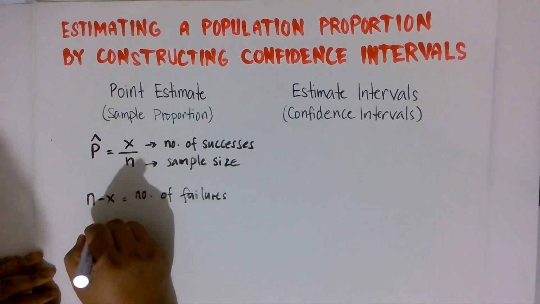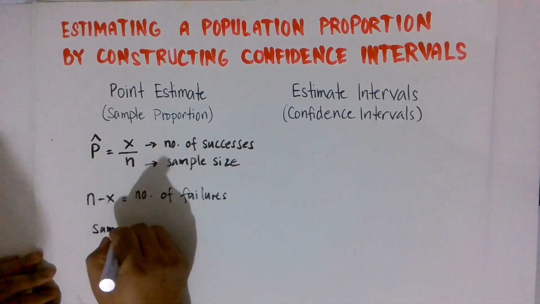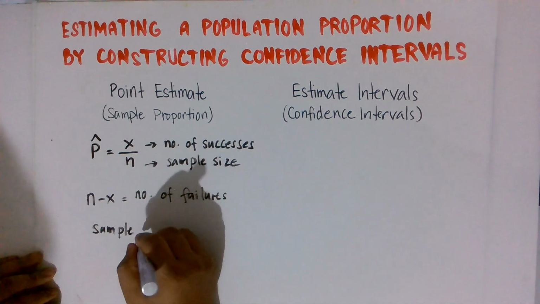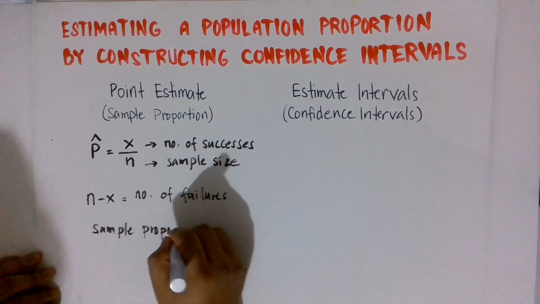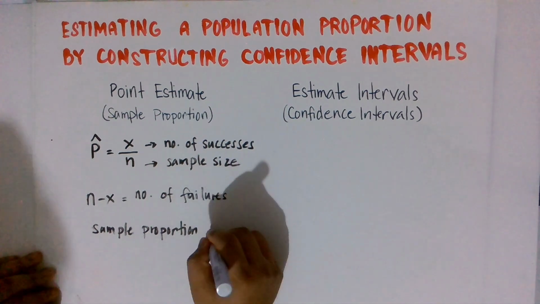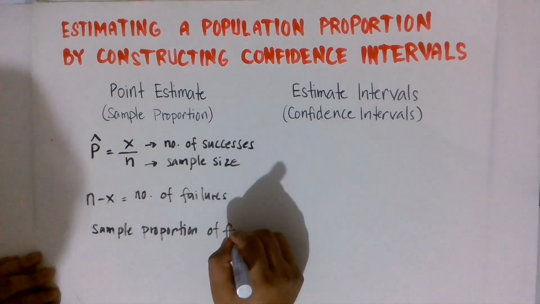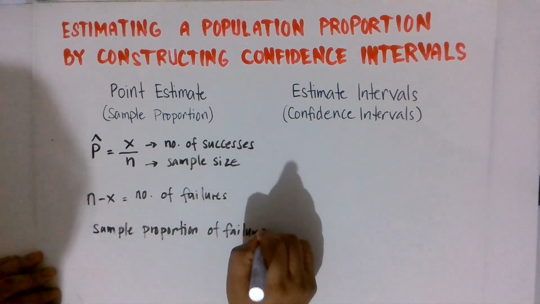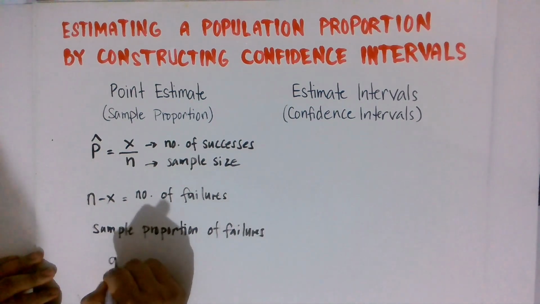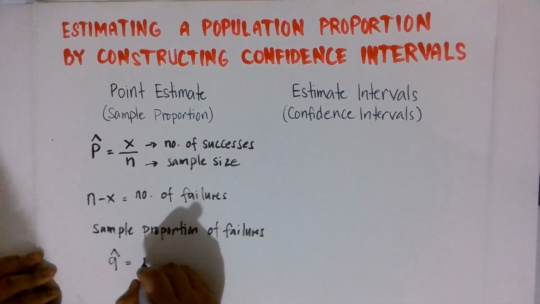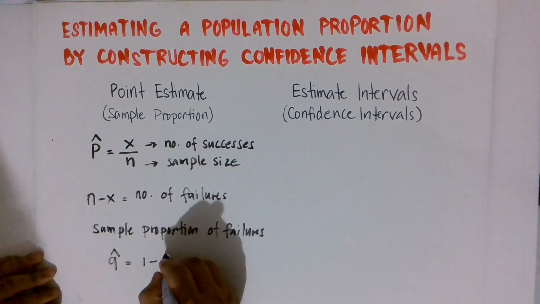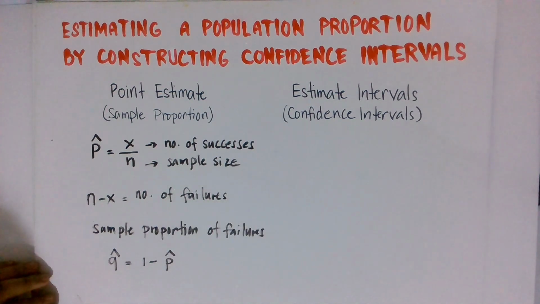Now to determine the sample proportion of failures, okay, sample proportion of failures, that is actually Q hat. Okay, that's how you read it, Q hat. And Q hat is equals to 1 minus P hat. Okay, so ayan.